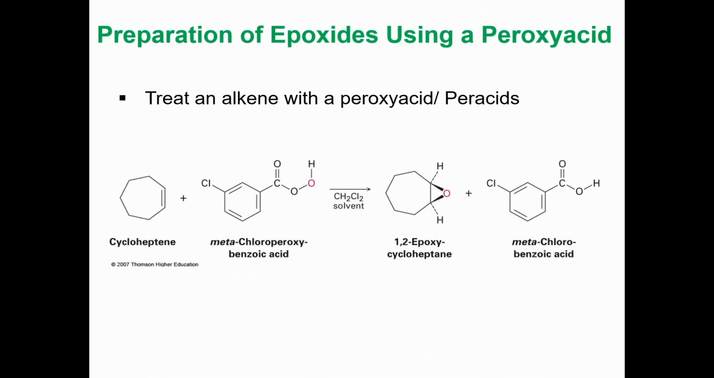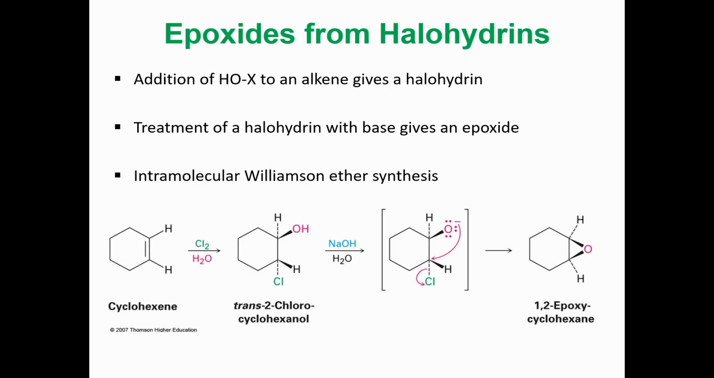In preparation of epoxide using a peroxy acid, we can form an ether. Also, epoxides can be prepared using peroxy acids. So epoxide is oxygen in a ring. Preparation of epoxide can also be done from halohydrin. Halohydrin is addition of HOX to alkene. So when this halohydrin is treated with a base, an epoxide is formed.